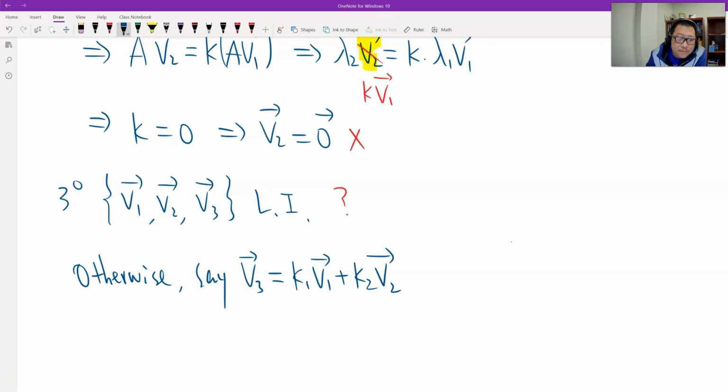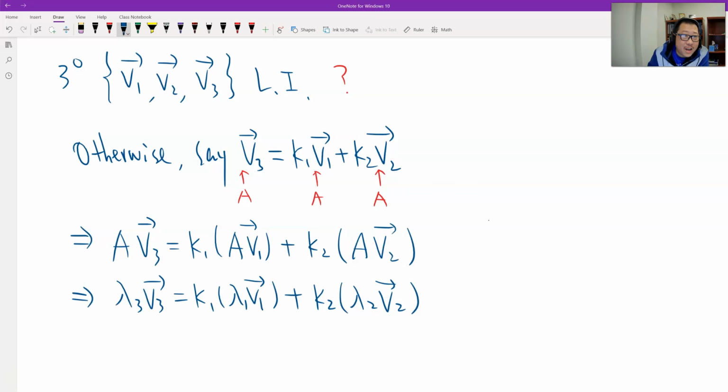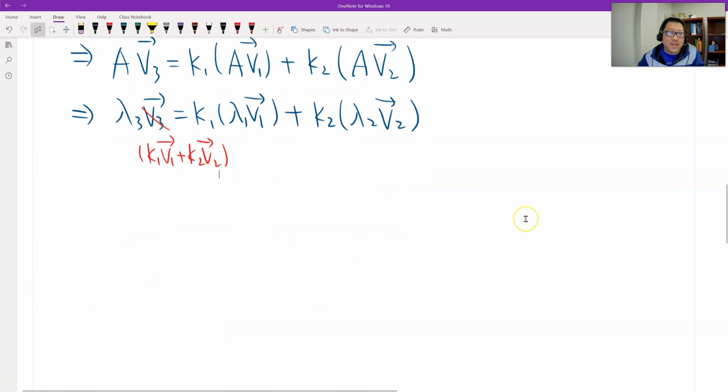Now, starting from here it's the same. I left multiply by A on both sides, and we should have this now, right? And then by the definition, we can change A to the eigenvalue. Now for V3, keep in mind we say this is a linear combination, so V3 should be k1 V1 plus k2 V2. Starting from this sentence, we have two vectors V1 and V2, and then we can combine like terms. What do we get?